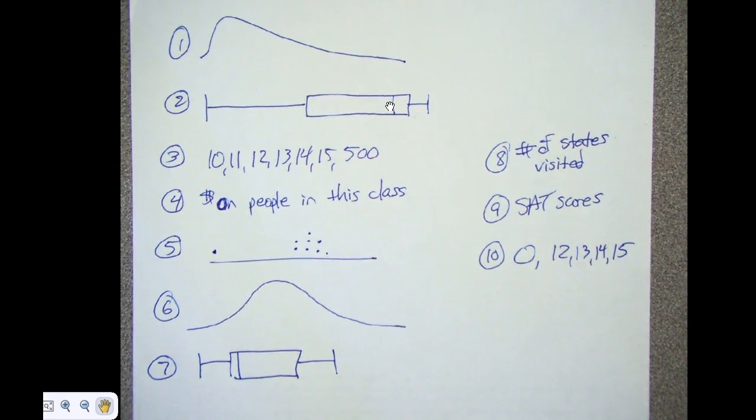Just make a quick note next to each one. Skewed right, skewed left, or approximately normal. Some of these might be open to interpretation too. Like we might argue about a couple of them.